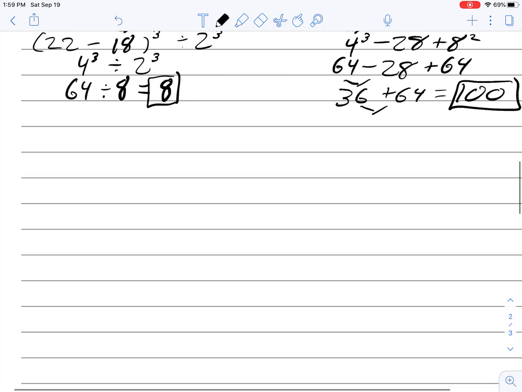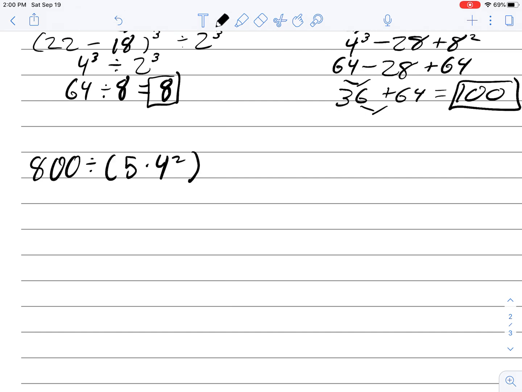Okay? We're going to do 2 more problems. Again, if you would like to, after I write this problem down, feel free to pause the video. See if you can do 800 divided by 5 times 4 to the second power in parentheses. Okay, hopefully you've tried to solve it at this point. We're going to go over it together.